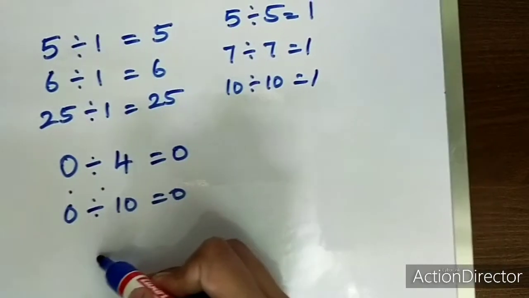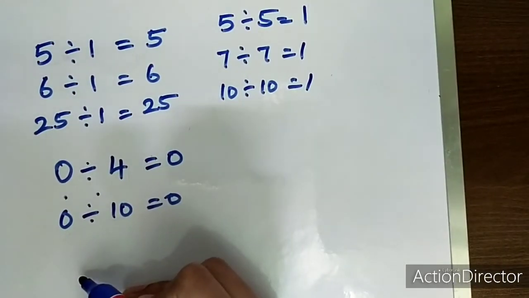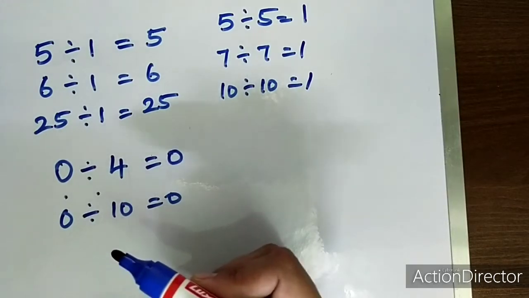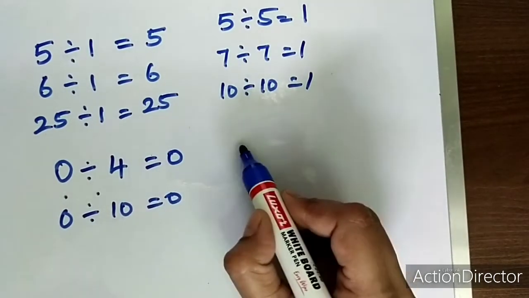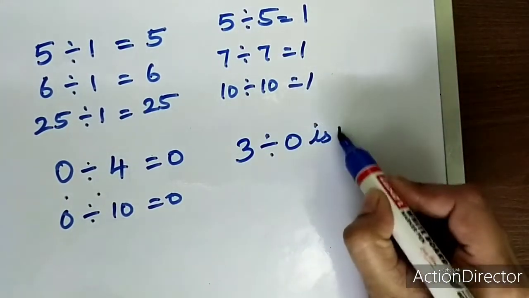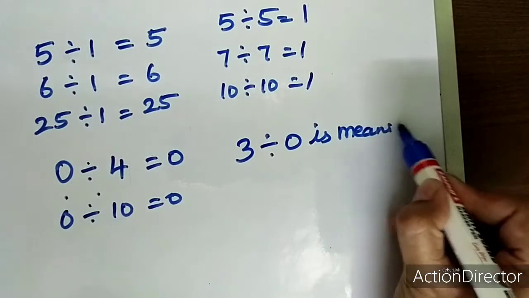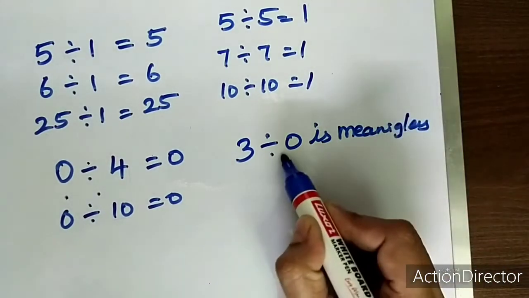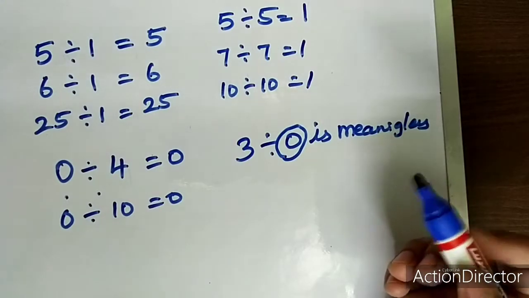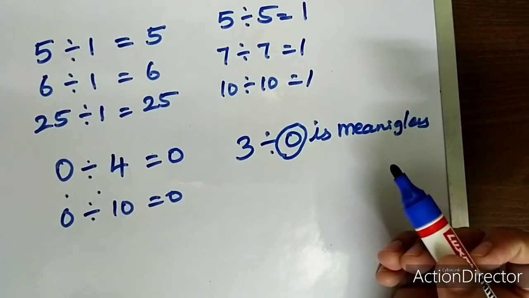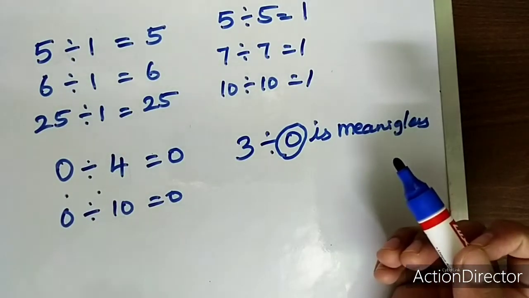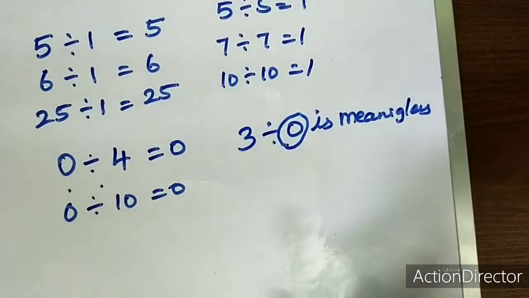And what is the fourth property? Division by 0 is meaningless. When the divisor is 0, the division is meaningless. So 3 divided by 0 is meaningless. The divisor should not be 0. If the divisor is 0, we cannot do the division. This you have to remember.